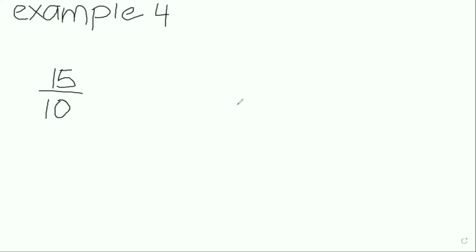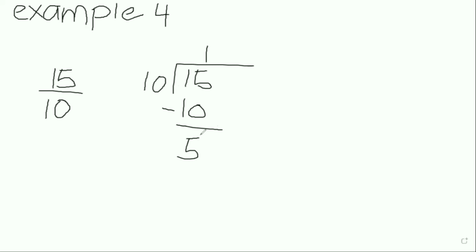Our fourth example is 15/10. So we are going to divide 15 by 10. 15 divided by 10 equals 1. And 1 times 10 equals 10. 15 minus 10 equals 5. So after the division procedure, our answer will be 1 5/10.